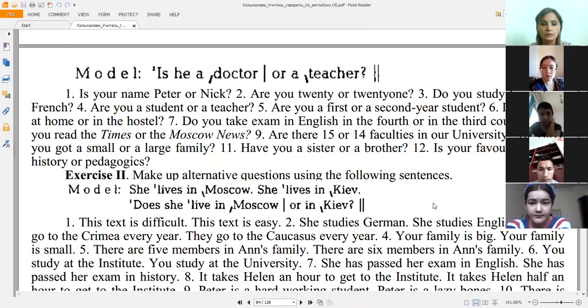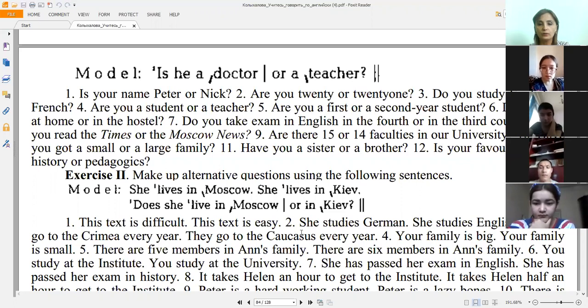Now we will continue. So this text is difficult. This text is easy. So is this text difficult or easy? Or easy. Yeah. So here we use low rise in the first part and a low fall in the second part of this alternative question.